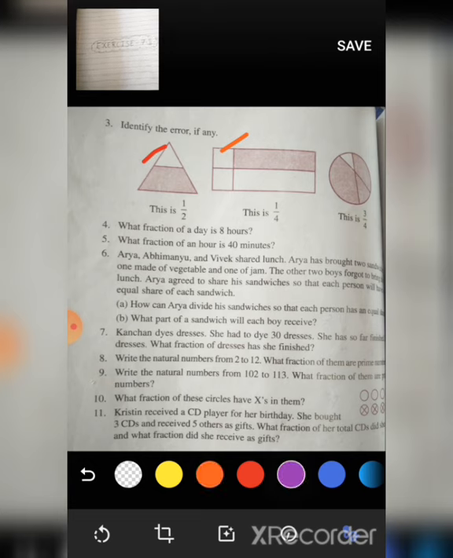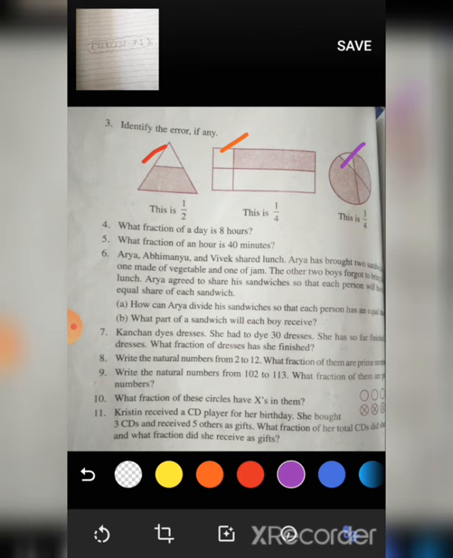Okay, next, the third part, this is 3 by 4. You are seeing a circle and the circle is divided into three parts, but the parts are not equal. And the three parts are shaded and the fraction given is 3 by 4, but the parts are not equal. So that means this is also wrong.